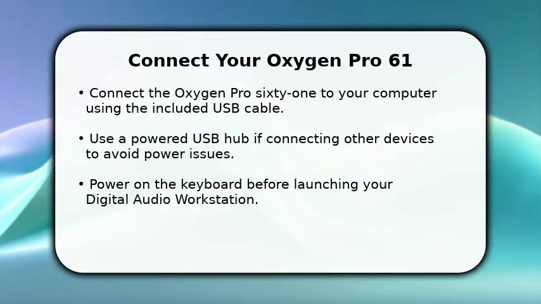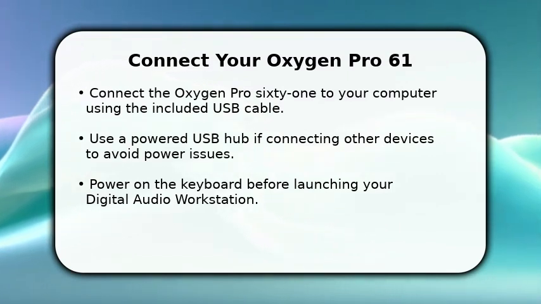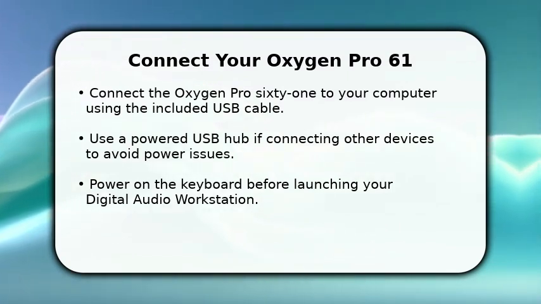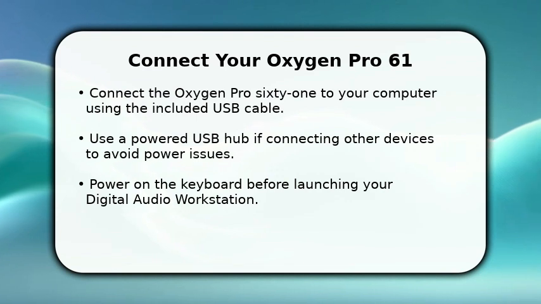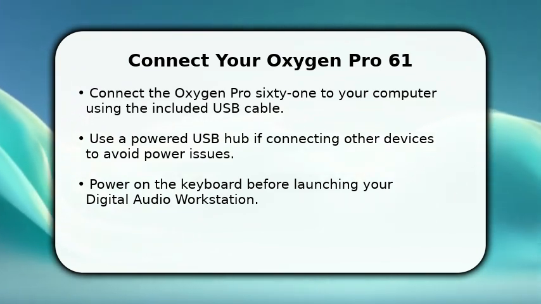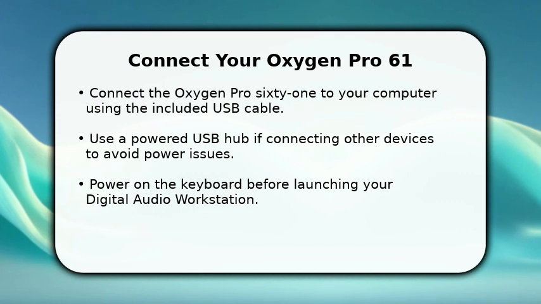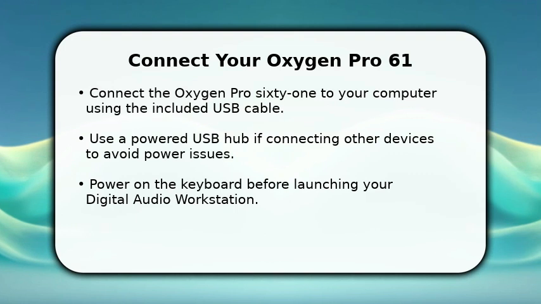In this video, I will explain how to set up your M-Audio Oxygen Pro 61. First, connect your Oxygen Pro 61 to your computer using the provided USB cable. This single cable handles both data and power. If you are using a USB hub with multiple devices, a powered hub is recommended to ensure stable performance. Always power on your keyboard before opening your digital audio workstation for optimal recognition.